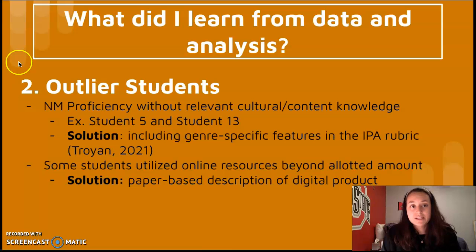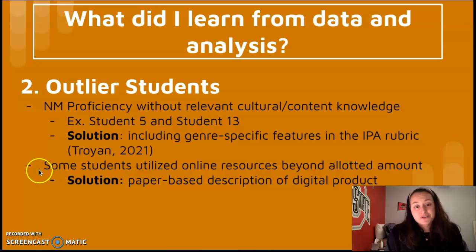Finally, I also had some outlier students. Some students demonstrated novice mid proficiency without showing any relevant cultural or content knowledge. These students wrote great sentences, but not about the ofrenda or Day of the Dead. My solution to combine content and proficiency would actually be to include genre-specific features in the IPA rubric, which is in line with most recent research on the topic. Finally, some students utilized online resources beyond those allotted, and I think having them handwrite their answers with pencil and paper could be the solution.